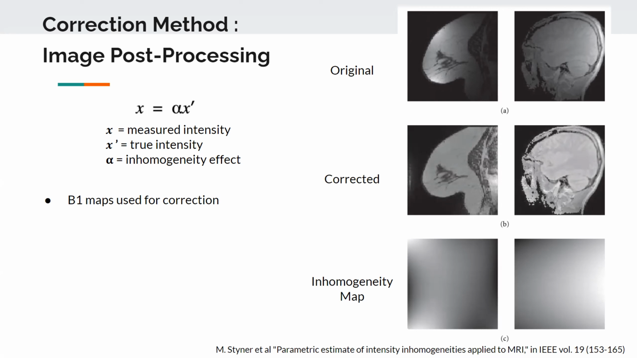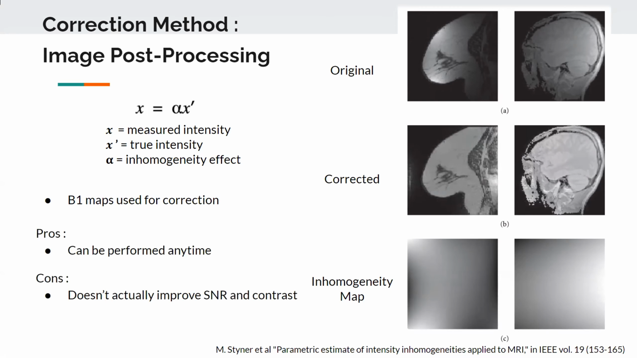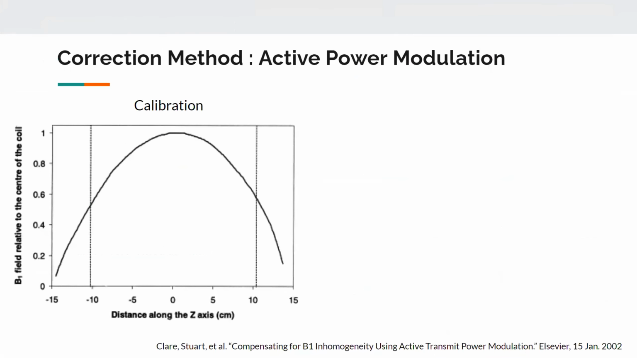Overall, this method is advantageous because it can be conducted offline, so time isn't an issue, and the patient doesn't have to stay in the scanner while all this is happening. But it also has some downsides. It doesn't actually improve the SNR and contrast of the image, because it only uses the information that was already there. And technically, the flip angles are still not what was desired, since the B1 field was not homogeneous when the images were acquired. So that leads me to the next method I'd like to cover, which is referred to as active power modulation.